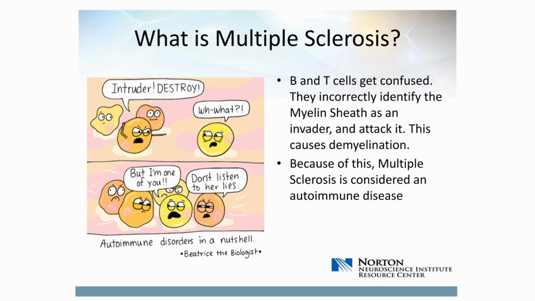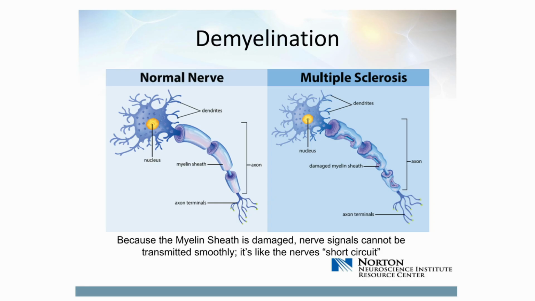In the case of multiple sclerosis, the B and T cells get confused and begin to attack the myelin sheath. This process is referred to as demyelination. Because the immune system attacks a part of the body, MS is considered an autoimmune disease. This slide demonstrates what demyelination can look like. On the left, we see a healthy nerve with an intact myelin sheath. On the right, we see a nerve whose myelin sheath has been damaged by the immune system. It has big chunks missing.